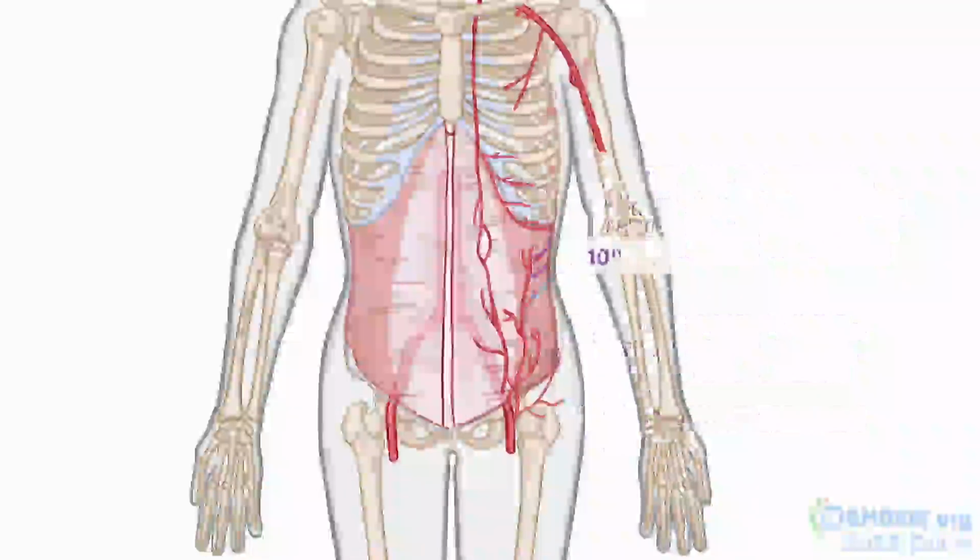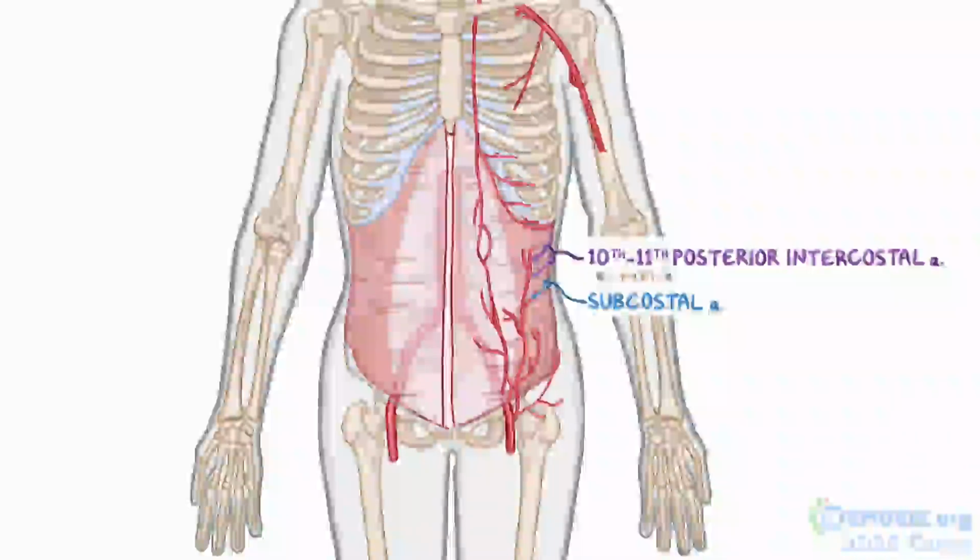Finally, there are the 10th and 11th posterior intercostal arteries, as well as the subcostal arteries, which originate from the aorta and provide blood supply to the lateral region of the anterolateral abdominal wall. And where there are arteries, you know it, there must be veins.